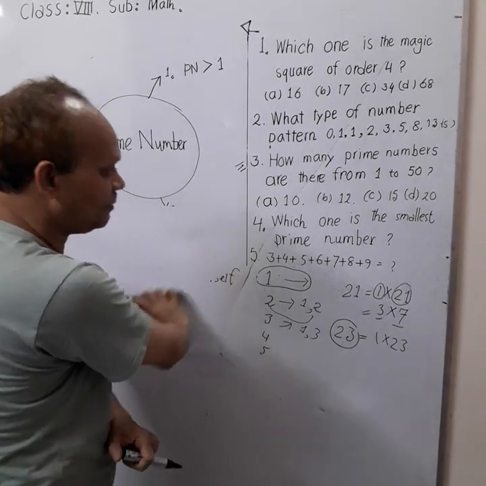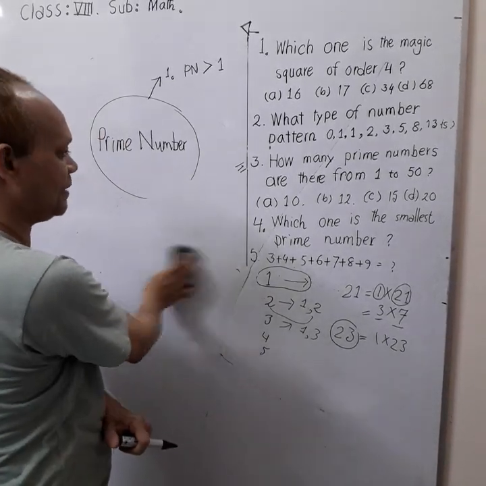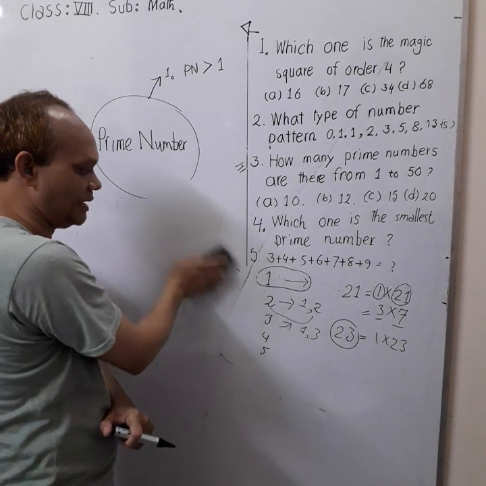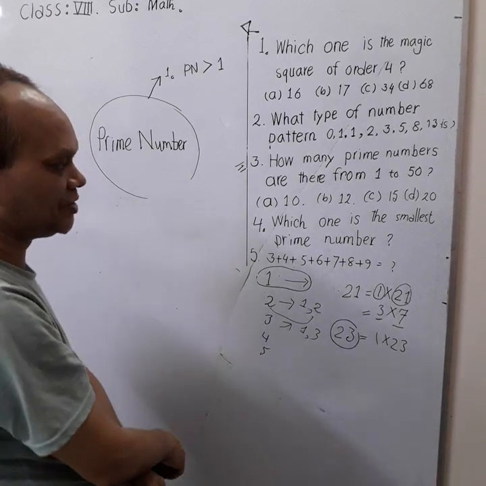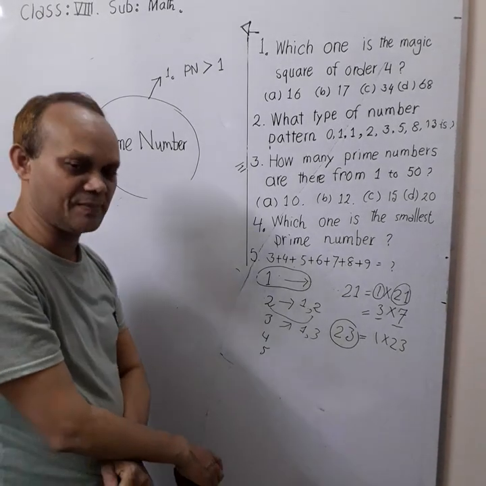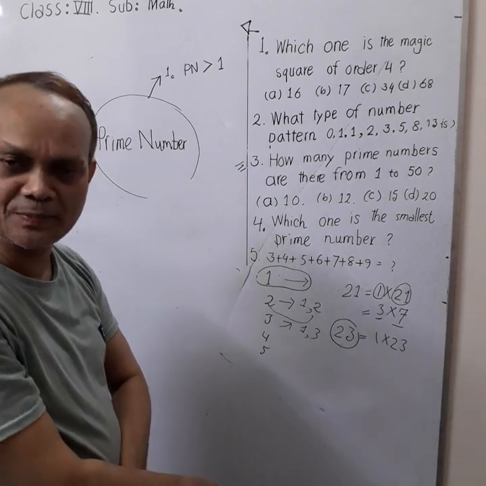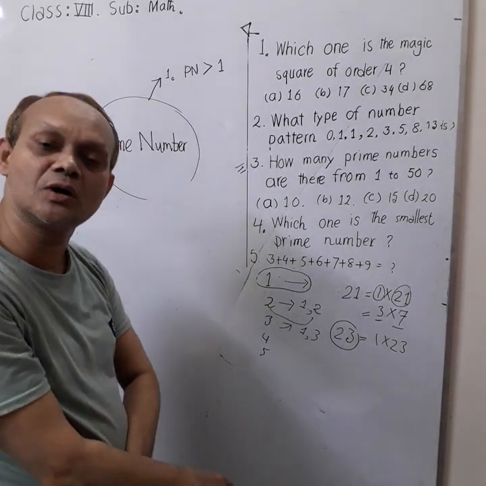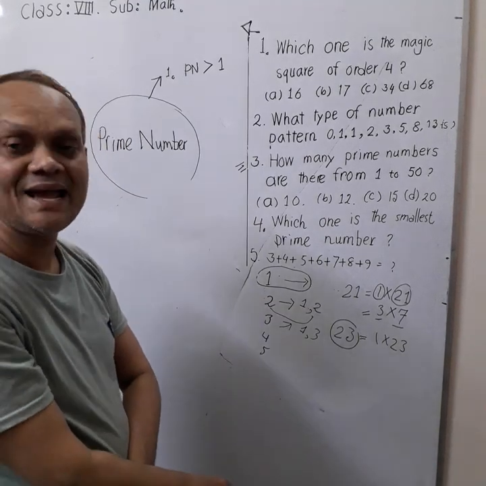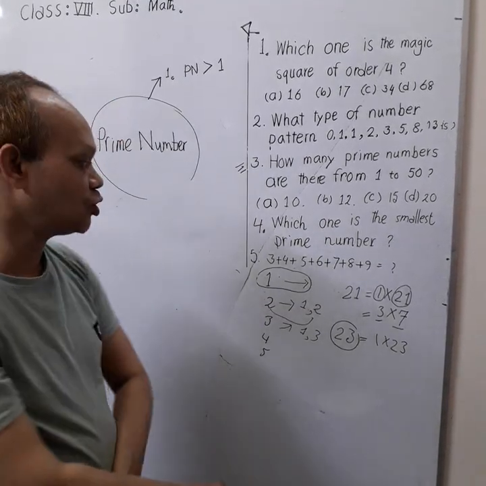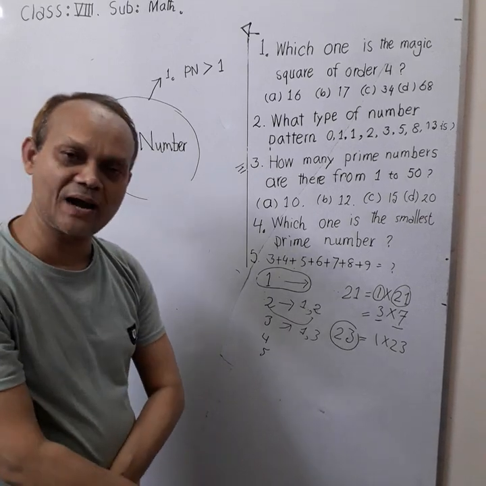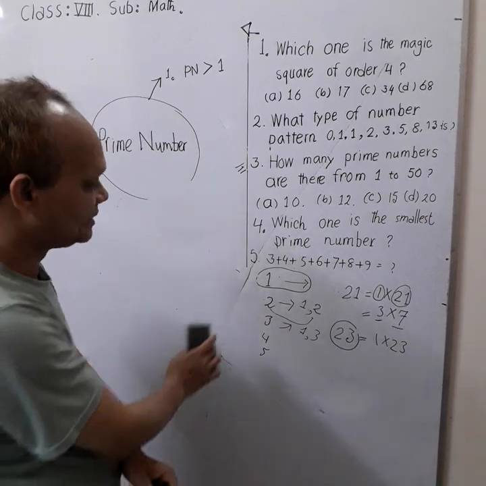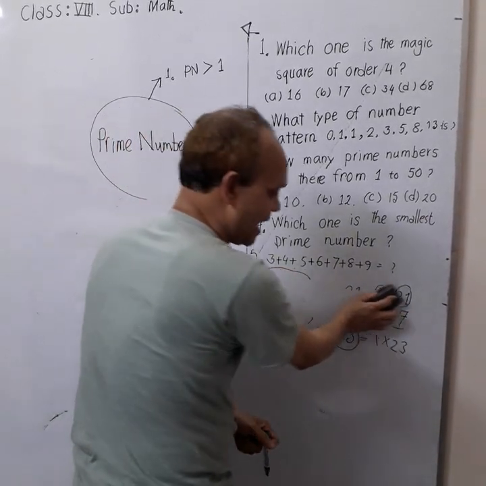Now let us think about question number 4. This is also related to prime numbers. Which one is the smallest prime number? As 1 is not a prime number, of course 2 will be the prime number, because 2 does not have any factor except 1 and 2. So 2 will be the smallest prime number. Okay, fine. Thank you.